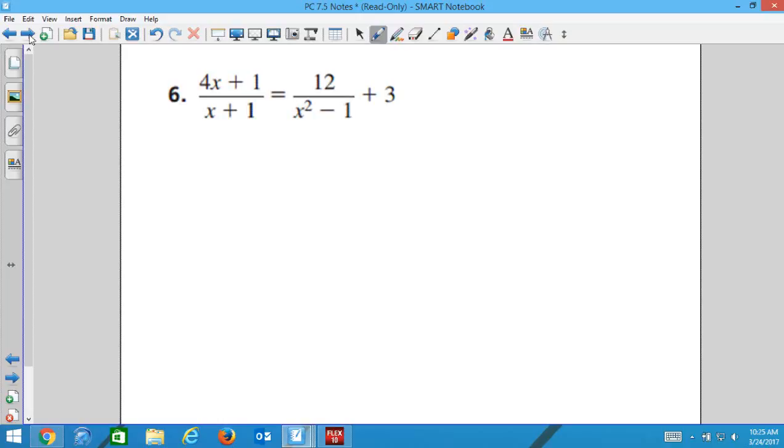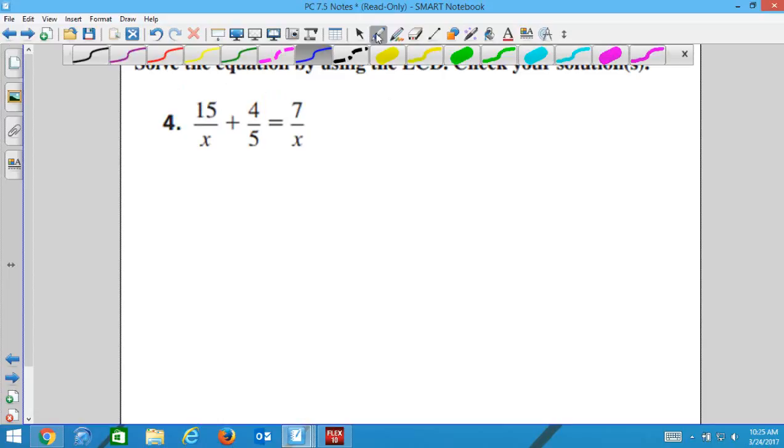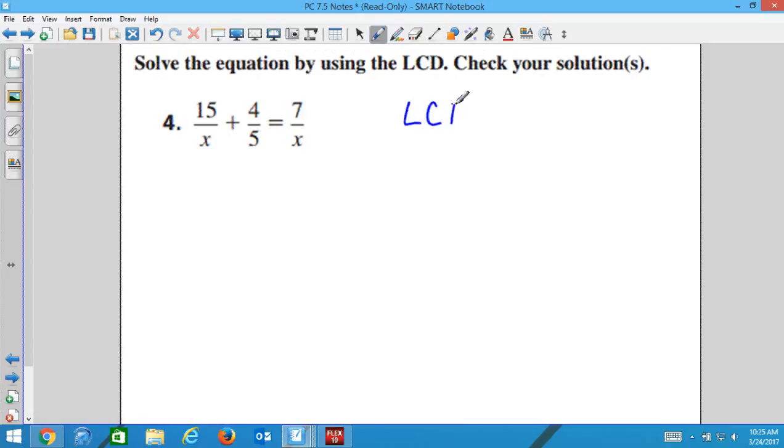4 and 5. Actually, let's just do the LCD for 4 and 5. So we practice. My other class, that's where they had a lot of questions when they started doing their homework. Let's just find LCD. We won't work it all out. So x and 5 have nothing in common, so the LCD is 5 times x, 5x. So you would multiply both sides by 5x over 1.